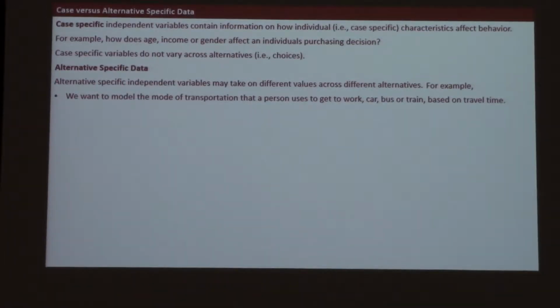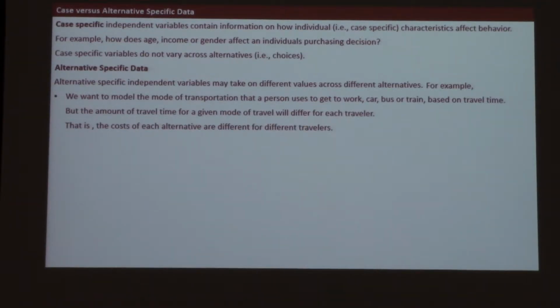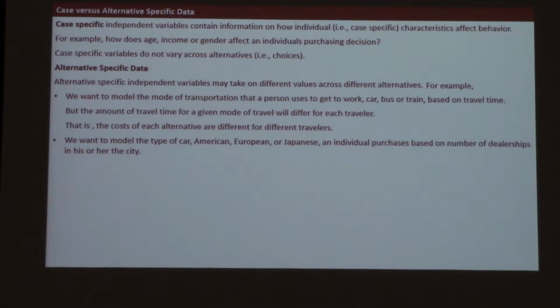Modeling how you get to work, are you taking a car, bus, or train? In this case, each alternative would have a different cost for each family, depending on where you live, what kind of city you live in, whether you've got a lot of traffic or a little. If you live in San Francisco, travel time is different than if you live in Sonoma County. Not everybody's facing the same price, for example. Think of these as the cost of each alternative differing for different travelers.